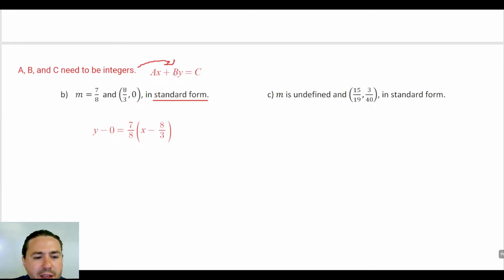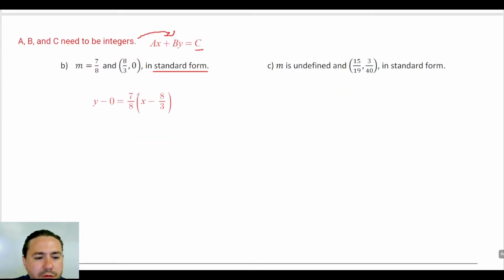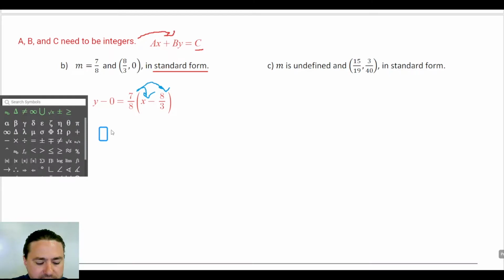So the way to get it into this form, notice that the constant here is what's isolated. So let me just walk you through these steps. First thing we want to do is we're going to distribute the 7/8. So y minus 0 is just y. So right now I have y equals 7/8 x minus, 7 times 8 would be 56 over 24. So you get a pretty lovely fraction here.